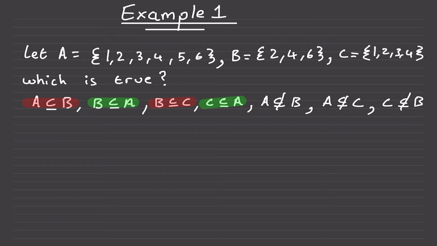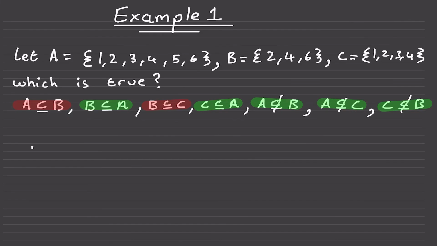A not being a subset of B is also true because not all the elements of A are in B, so therefore it's not a subset. It's basically the exact same answer as the first statement. A not being a subset of C is also true because not all the elements of A are in C, and C not being a subset of B is also true because not all the elements of C are in B.